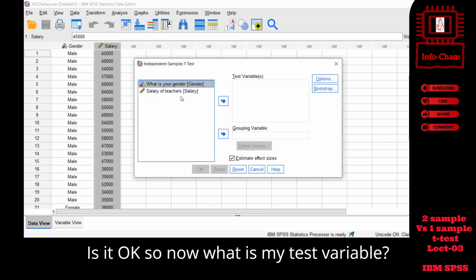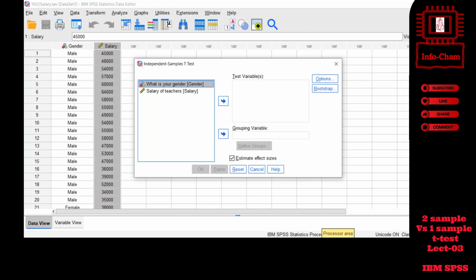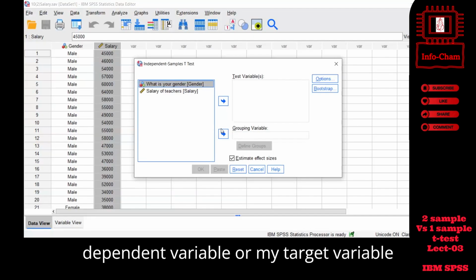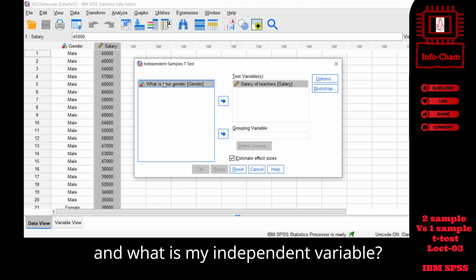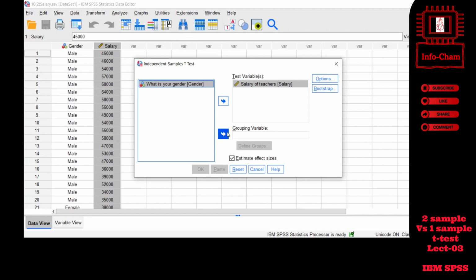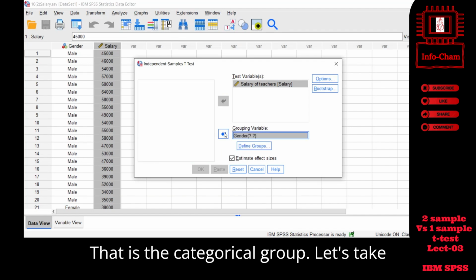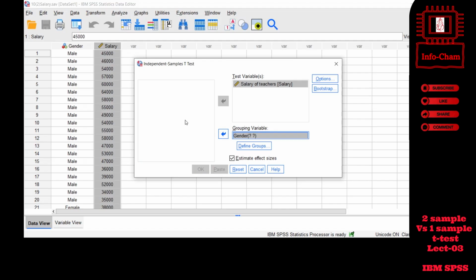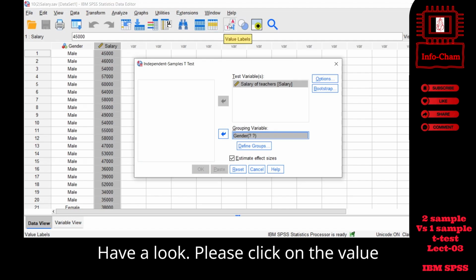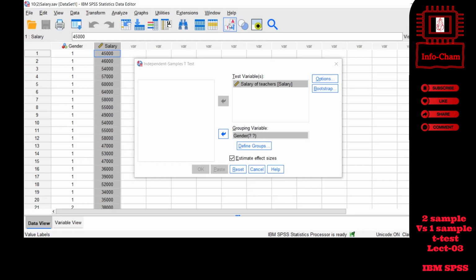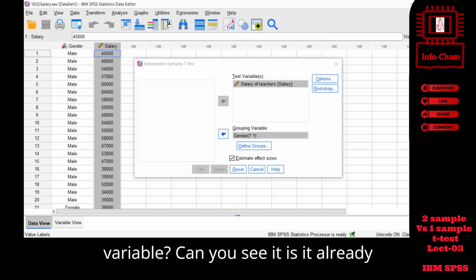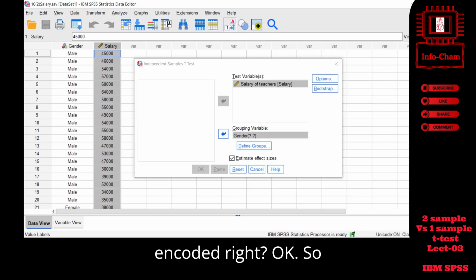So now what is my test variable? That is the dependent variable or my target variable, salary. Take it there. And what is my independent variable? That is the categorical group. Let's take it there. Now remember, have a look. Please click on the value labels. Can you see the code of that variable? Can you see it is already encoded, right?